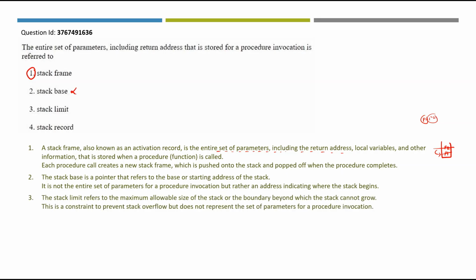The stack limit refers to the maximum allowable size of the stack, or the boundary beyond which the stack cannot grow. This is a constraint to prevent stack overflow but does not represent the set of parameters for a procedure invocation. Actually, there is no term like stack record. We call it an activation record and not a stack record.